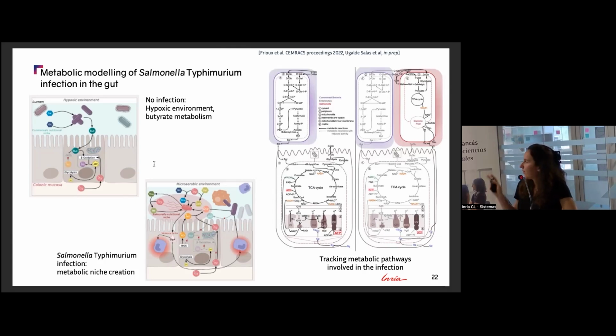So here you have 3 systems. The purple one is the commensal, so the nice bacteria of the gut microbiome. We have the human host on the bottom, so the cells of the intestine. And we have in red the pathogen.